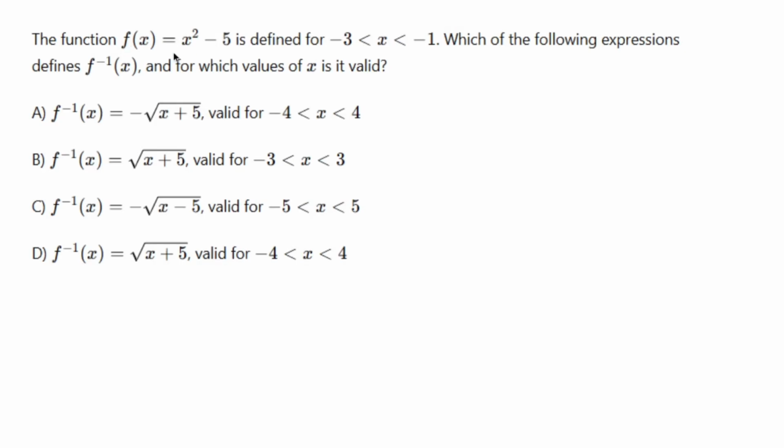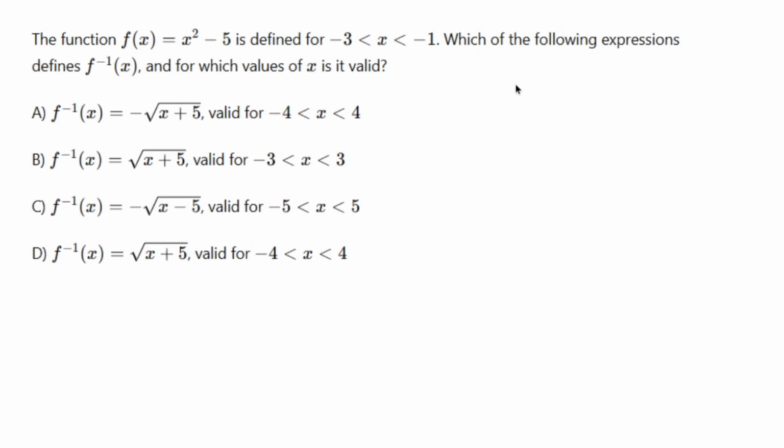The function f of x equals x squared minus 5 is defined for negative 3 less than x less than negative 1. So we live on the interval negative 3 to negative 1.